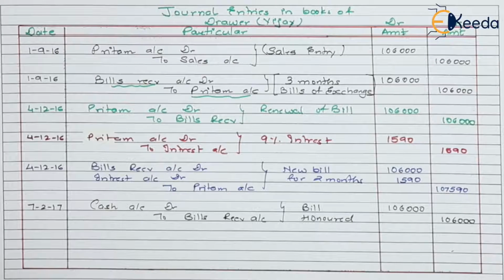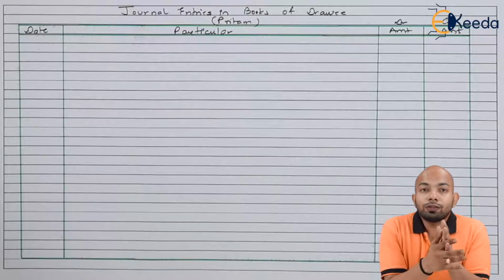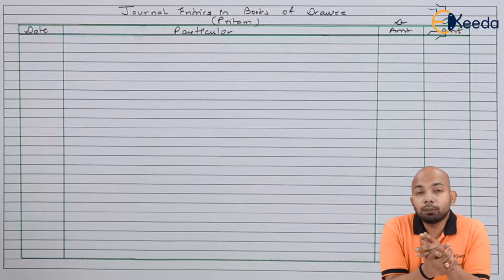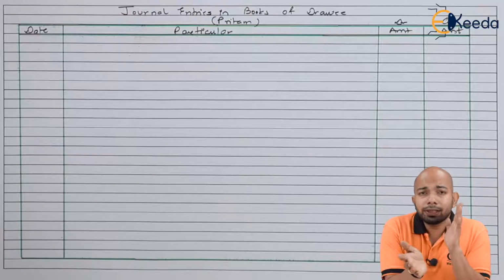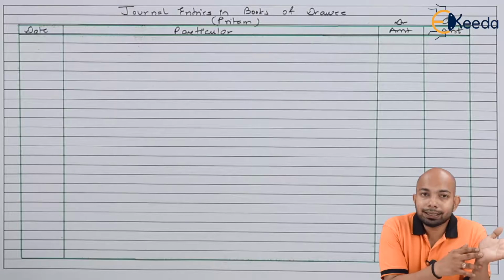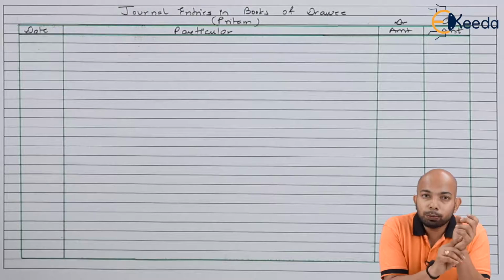Now a similar entry has to be passed. However, it will be in the form of the Drawee account. Hence, all these dates are important. So let's go ahead and prepare the Drawee account now. Now, in terms of entering the journal entries in the books of Drawee, the dates will remain the same because you have already mentioned the same dates there. It's just the reverse entries that will be passed here.